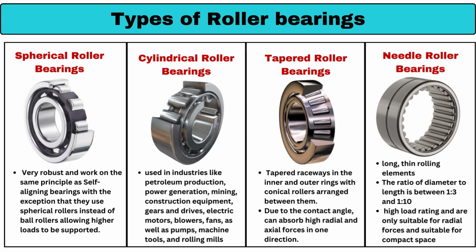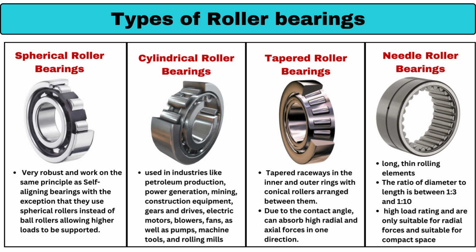Next one is the needle roller bearings. This is a special type of cylindrical roller bearing. Here the diameter is small and the length is increased. The ratio of diameter to length varies from 1:3 to 1:10, depending upon your requirement and the load carrying capacity. The needle roller bearings have a high load carrying capacity and are suitable for the radial load.